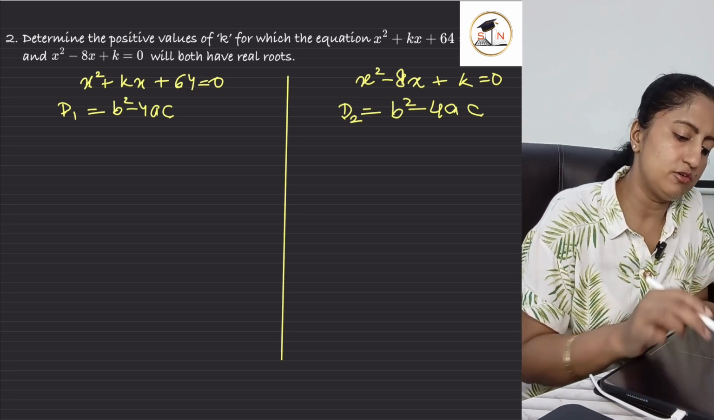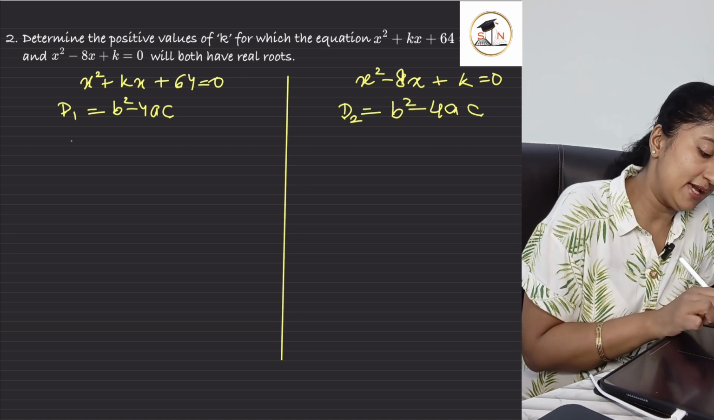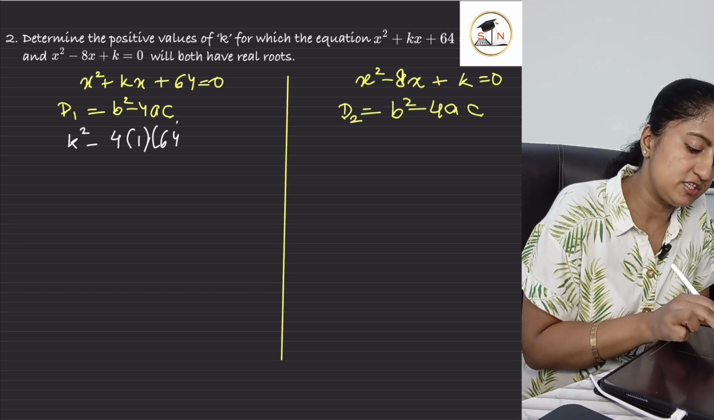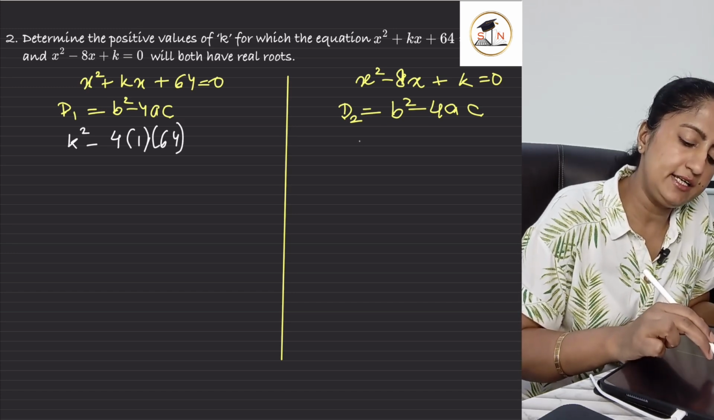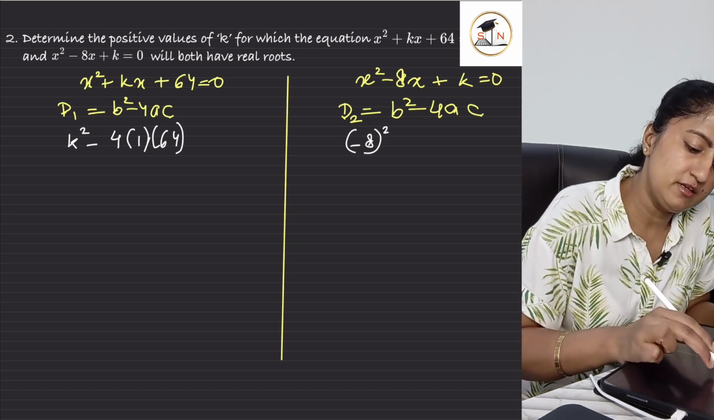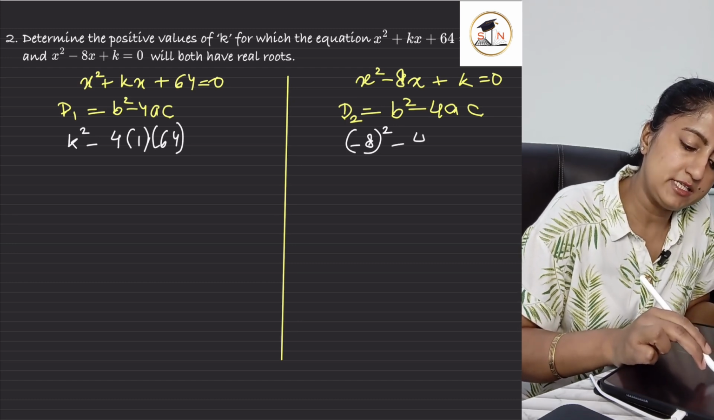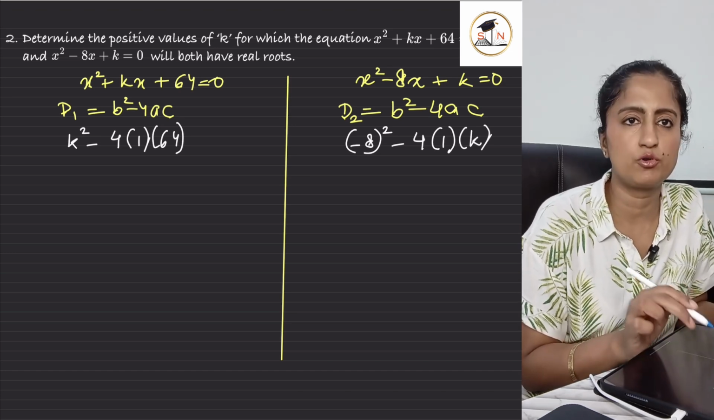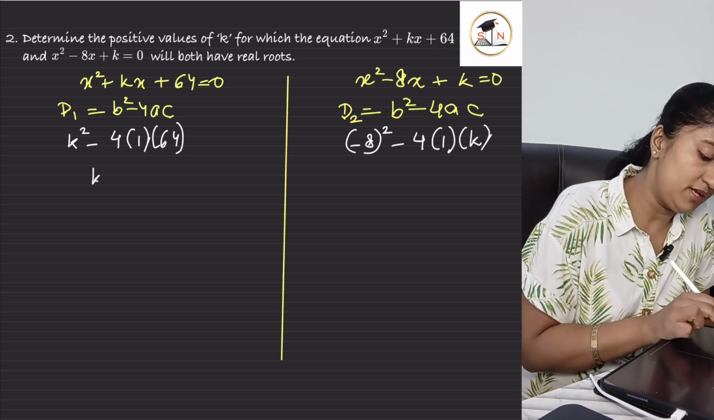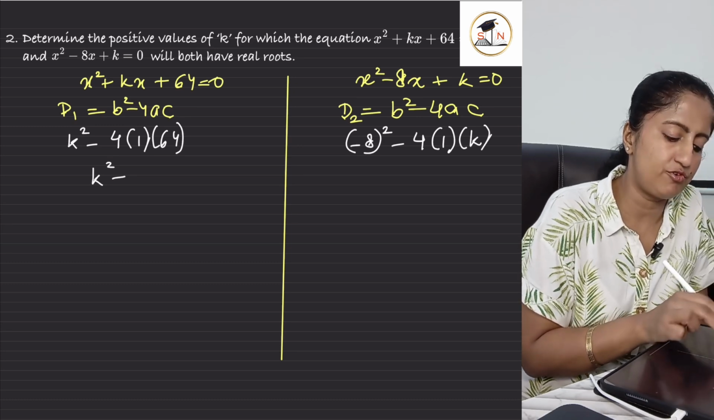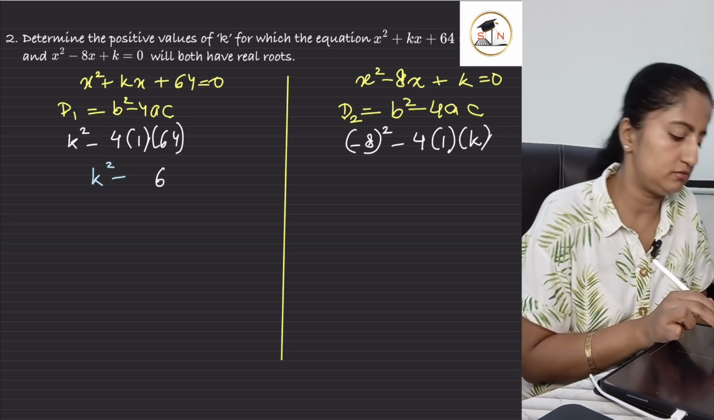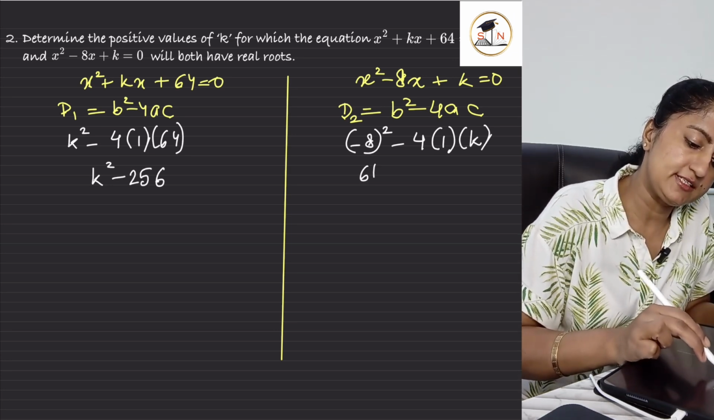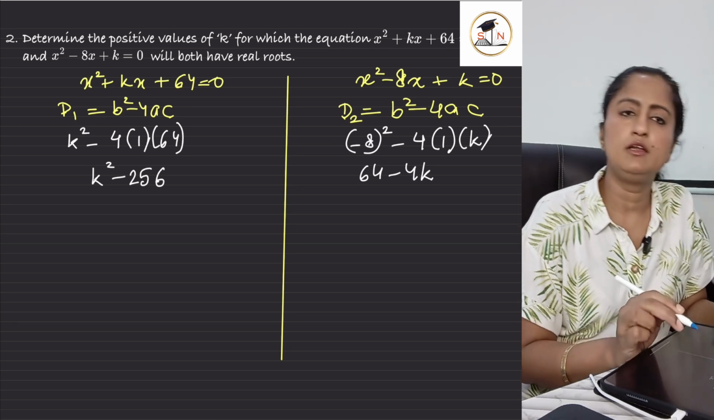So now plugging in the values, what do we get? We have b as k, so k square minus 4 times 1 times 64. And similarly on the right side, we have minus 8 as b, so minus 8 square minus 4 times 1 times k. We plugged in the values from both the equations, right? What do we get? We get k square minus, now 4 times 64 gives me 256. And over here I get 64 minus 4k, right?